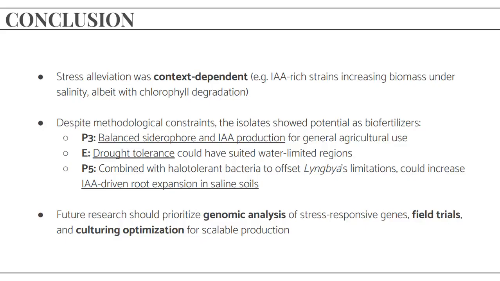E showed a lot of drought tolerance, which could suit water limited regions, and P5 could help plants in saline soils when paired perhaps with halotolerant bacteria to offset its limitations. Future research should prioritize genomic analysis of stress-responsive genes, field trials, and culturing optimization.